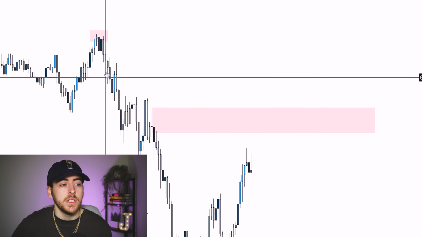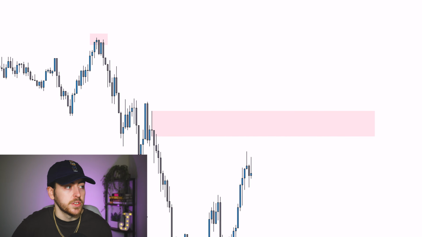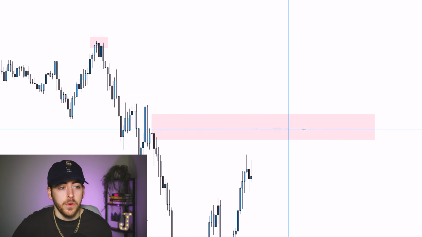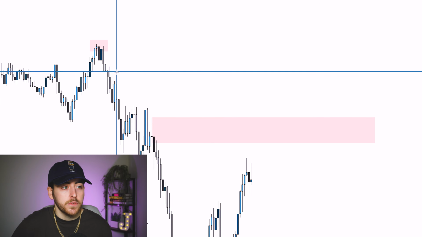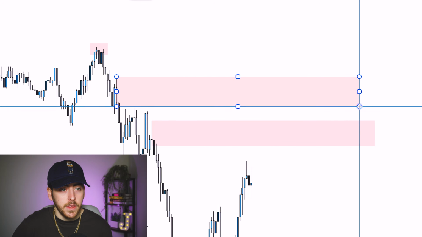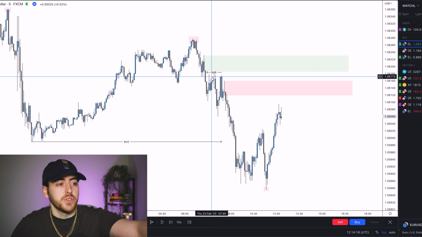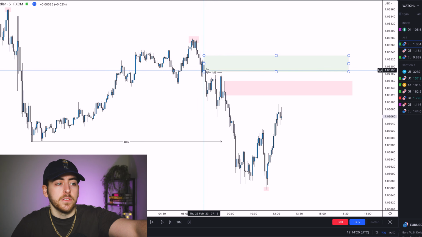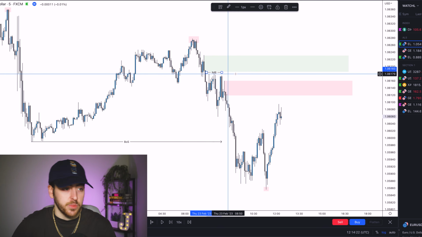The problem is, however, there is imbalance above, which leads us into this supply just here. And this therefore acts as an inducement zone for the true zone, which is just above in this price point here. And as you can see, I've just marked on this small imbalance, which leads through into this larger price area.